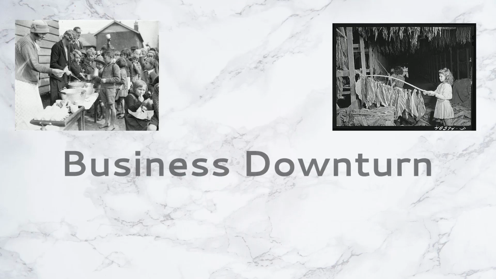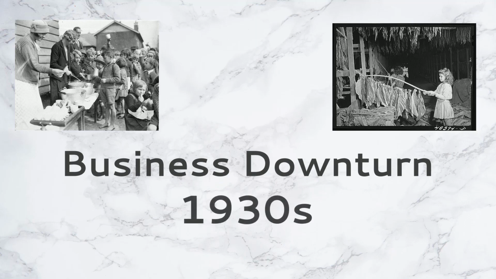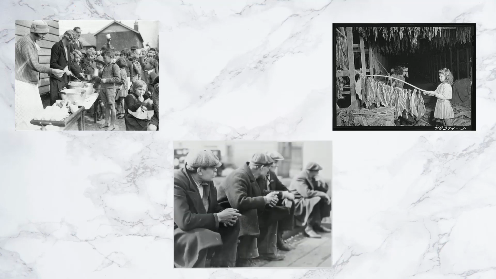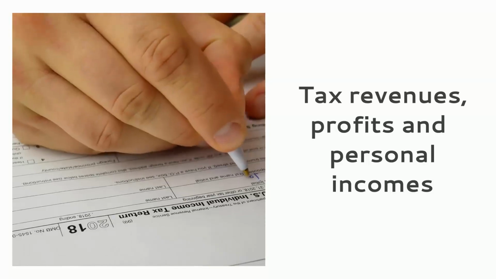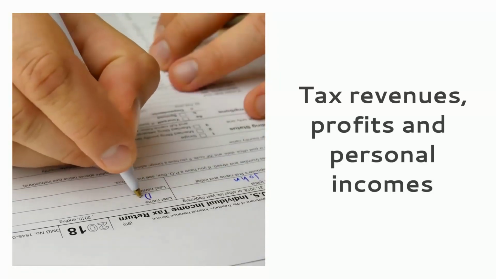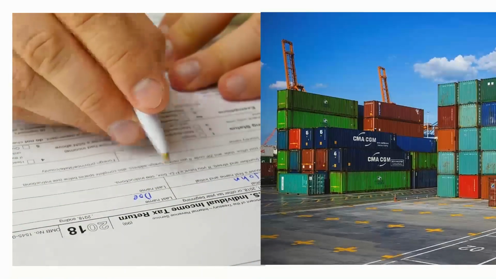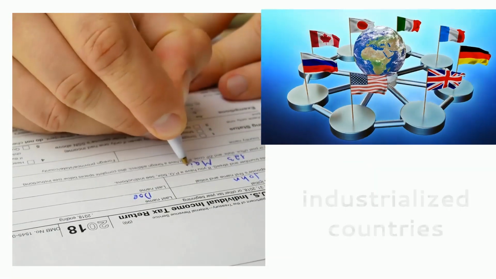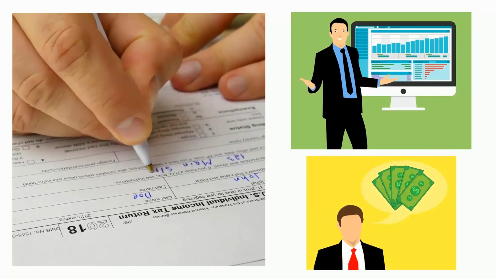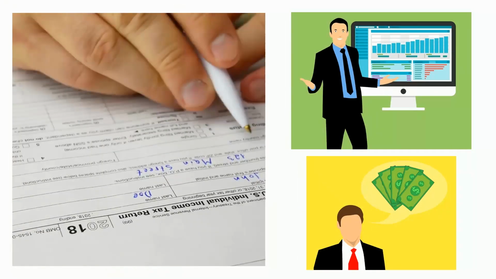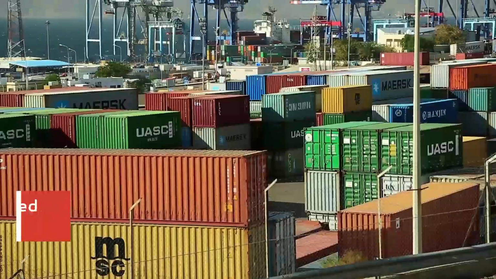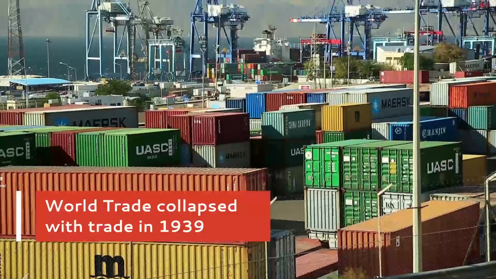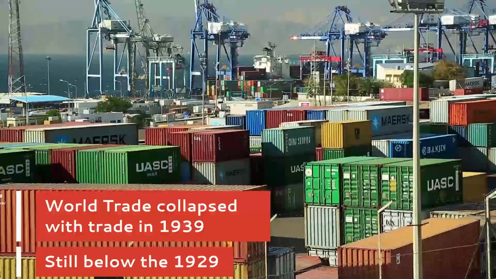The Depression became a worldwide business downturn of the 1930s that affected most countries. International commerce declined quickly. There was a sharp reduction in tax revenues, profits, and personal incomes. It affected both countries that exported raw materials and the industrialized countries. It led to a sharp decrease in world trade, as each country tried to protect their own industries and products by raising tariffs on imports. World trade collapsed, with trade in 1939 still below the level of 1929.